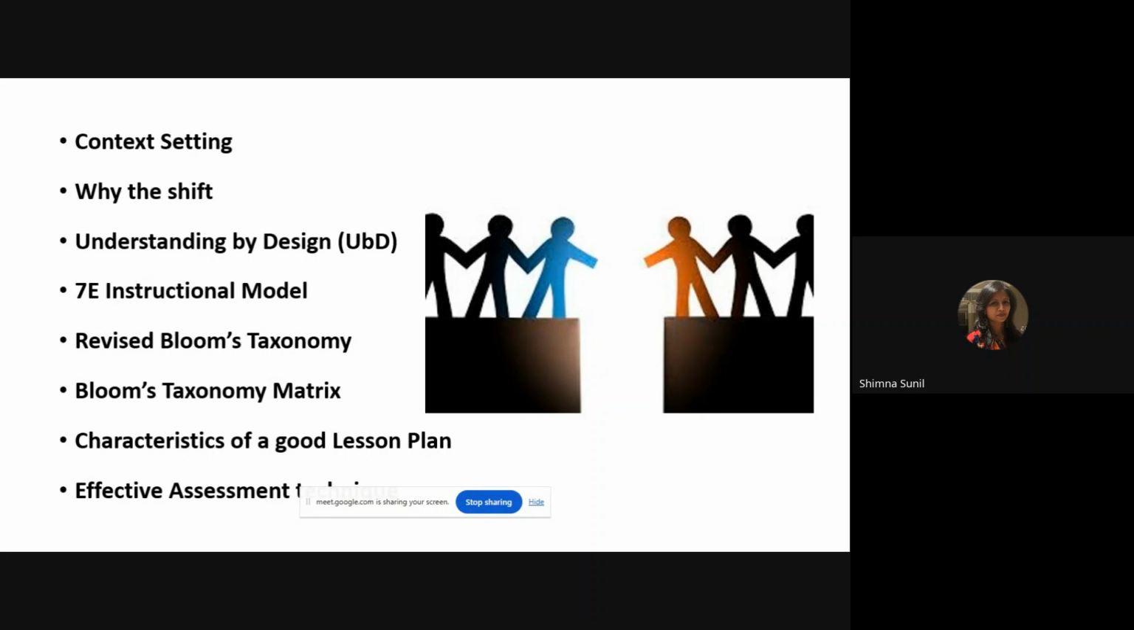And yes, we will look into some characteristics of a very good lesson plan. I know you all are seasoned teachers here. We all have been preparing excellent lesson plans. So we will just look into certain aspects of a good lesson plan and how we can make it better, empowering ourselves with making better lesson plans. We will also understand some very effective assessment techniques, and the characteristics that we have to follow when we develop any assessment.